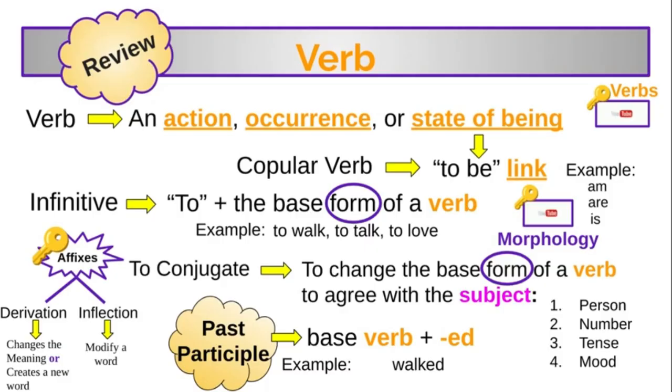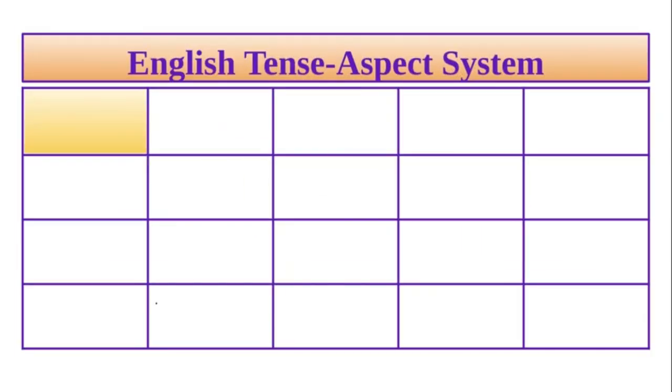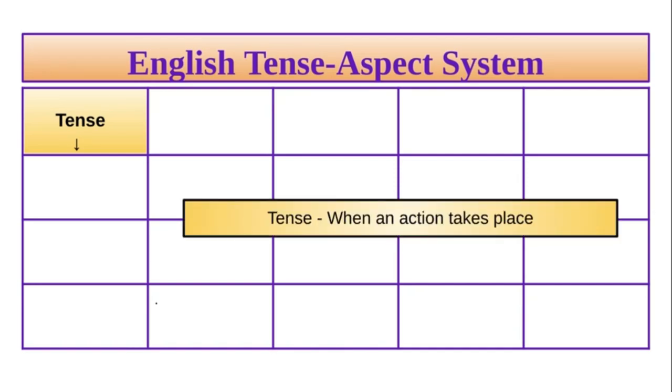All right, that's our review. Let's get into the English tense aspect system. The first part of the tense aspect system is tense. Tense is when an action takes place, when the action occurs.